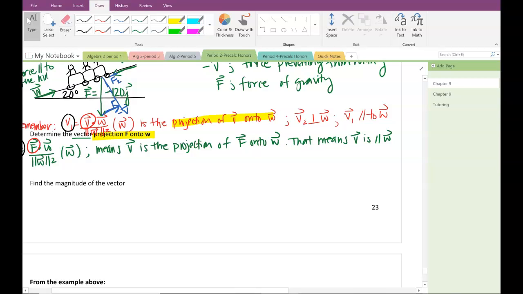Now, how do we get F2? If we really want the force that's perpendicular to the hill, because sometimes it will ask you, to get F2, I'm going to put a star right here.